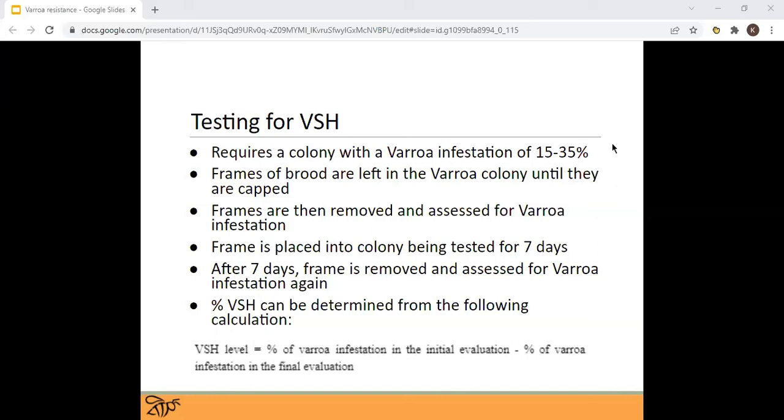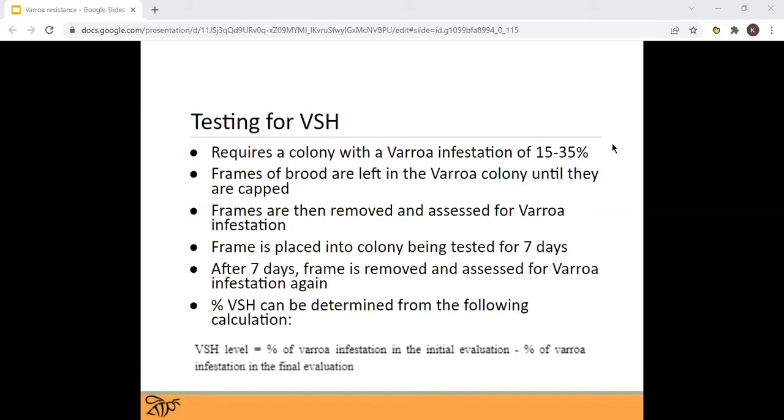And by significant, you'll notice these numbers here. You need a colony with 15 to 35% infestation, and that's midsummer when you would be doing this test. That is a heck of a lot of Varroa mites. If anyone has seen an infestation level this significant, it basically means the death of this colony. So that's hurdle number one. Keep that in mind if you do want to test for VSH. But that is how it starts.